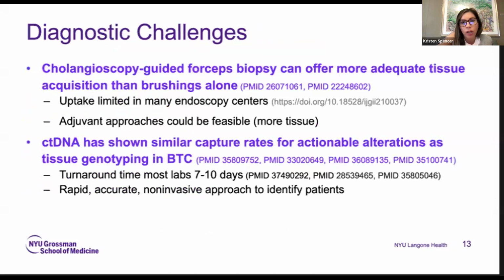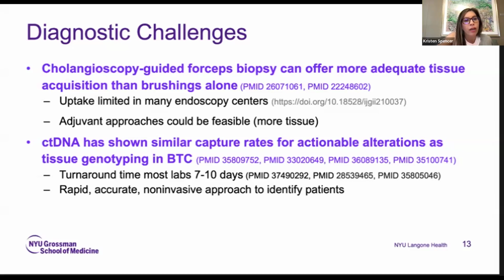And I don't have a ton of time to look at all these challenges, but just quickly looking at two of them. It is true that in 2025, we still have diagnostic challenges in biliary tract cancers that are not seen as frequently in other tumor types. And cholangioscopy-guided forceps biopsy, I think, is one way to try and work at overcoming these. They can offer more adequate tissue diagnosis through acquisition than brushings alone. Unfortunately, we've seen limited uptake in many endoscopy centers even still. I've included that publication from 2023 showing that out in the community, we're not using this as frequently.